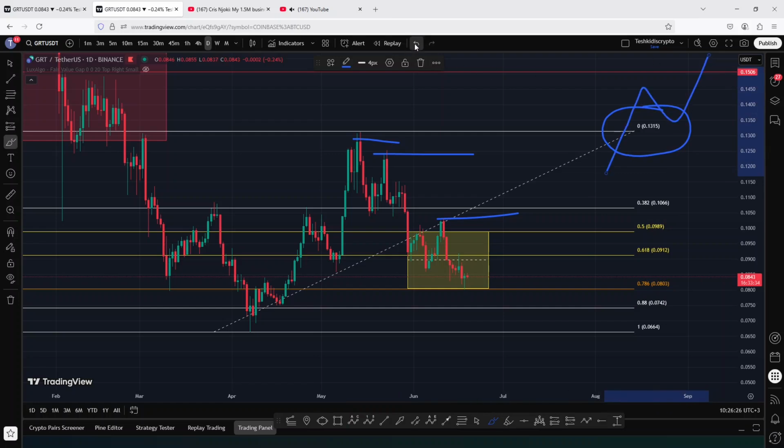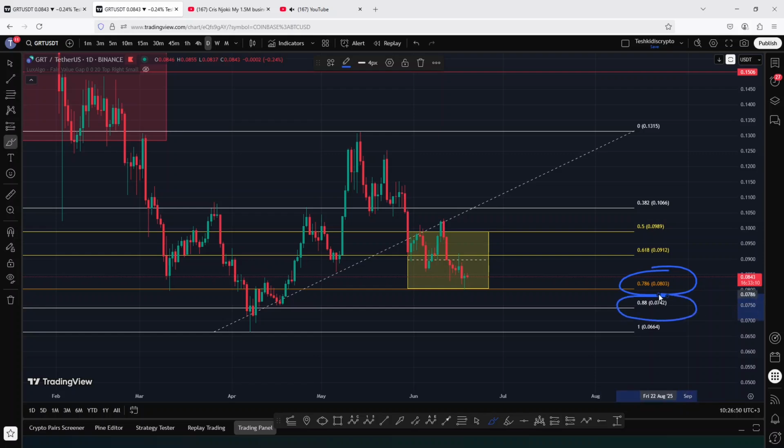But if by any chance we don't see a reaction from this target area, and maybe we continue seeing further breakdown moves, and maybe at some point we also lose the Fib level 0.78, flipping that key area back into resistance, then that will be a clear sign that we can easily continue seeing further breakdown moves to the next line of support on the Fib level 0.88, and that lies above the 0.0742.